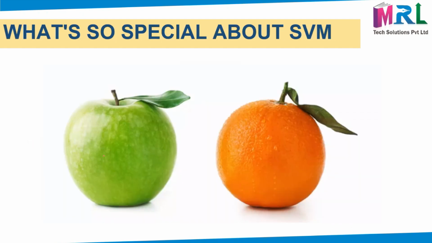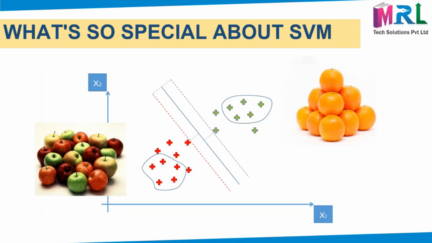We have a picture here. One is apple, another one is orange. Apple has some shape and size. Similarly, orange has some shape, size, and color. Am I right? When you have the features of these two, we can say x2 is apple and x1 is orange. X1 is one parameter and x2 is another parameter.